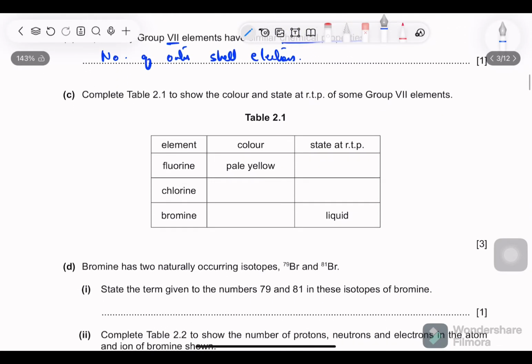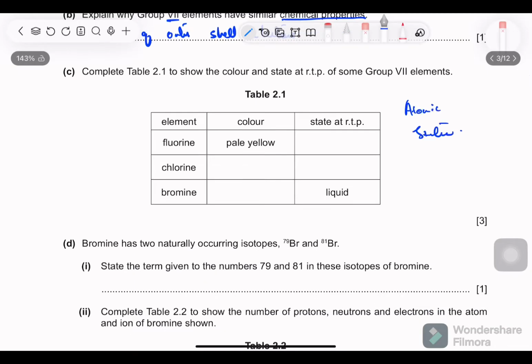Next, from atomic structure, this question. Oh, sorry, not this one. Ahead after this. This is from the same topic.